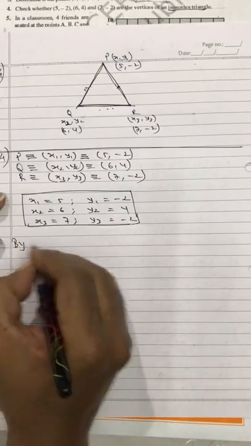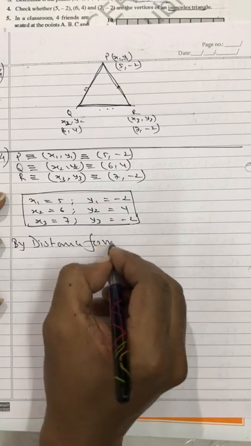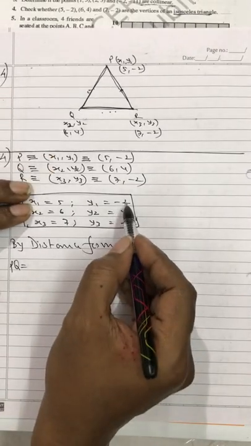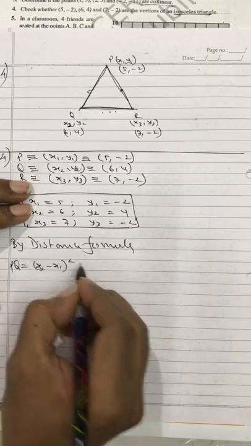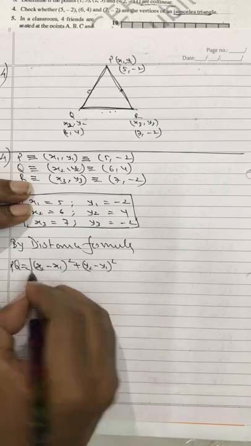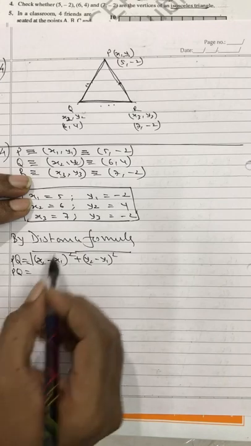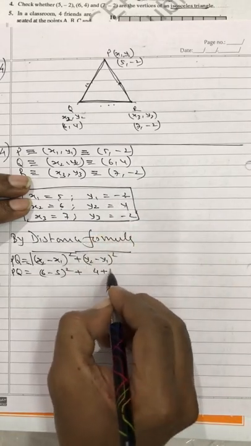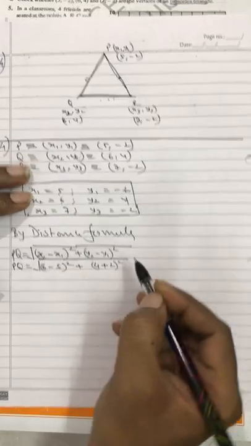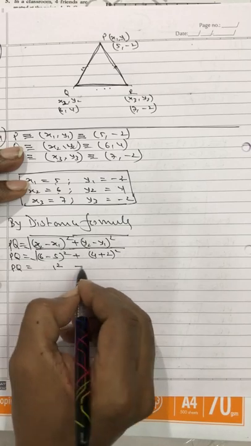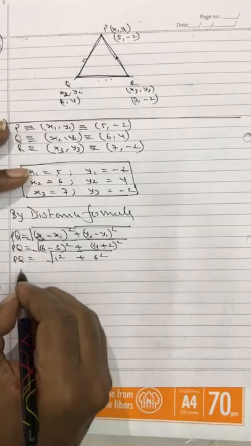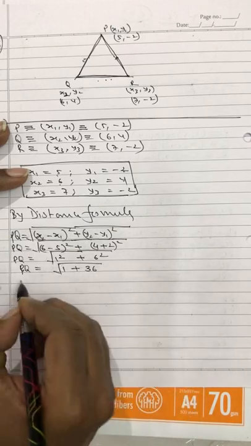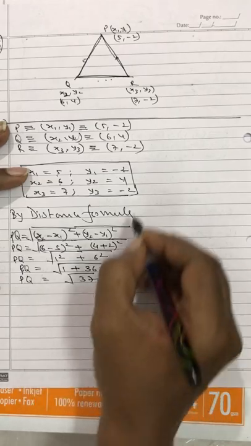Fine. Now, again the same thing by distance formula. PQ is equal to the square root of x2 minus x1 the whole square plus y2 minus y1 the whole square. This one is negative, so I will take x2 minus x1. I will get PQ is equal to the square root of 6 minus 5 the whole square plus 4 minus minus 2, that is 4 plus 2, the whole square. Now this becomes the square root of 1 square plus 6 square. PQ is equal to the square root of 1 plus 36, root 37. This is done.